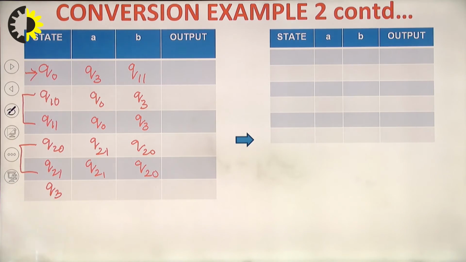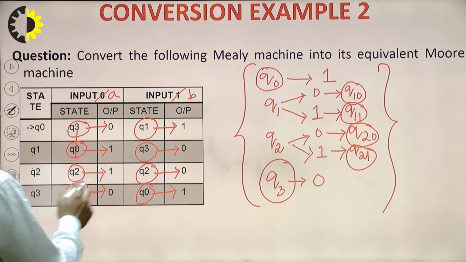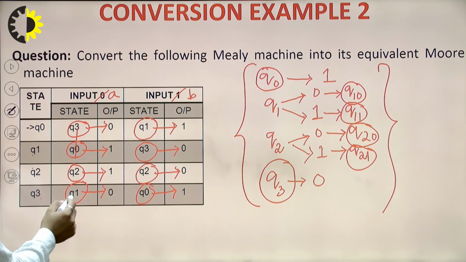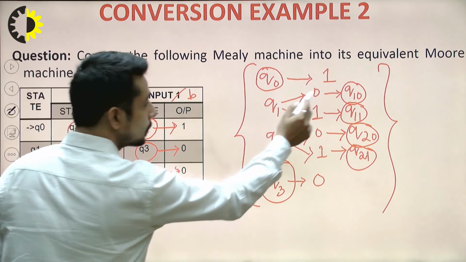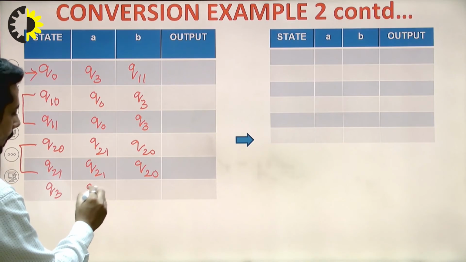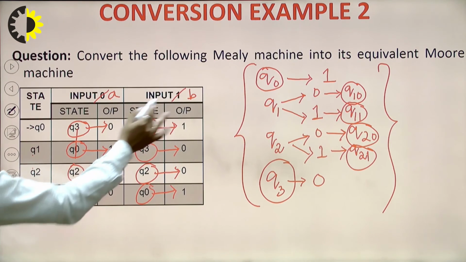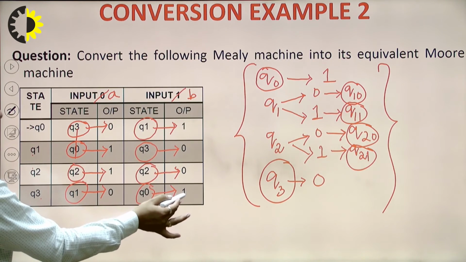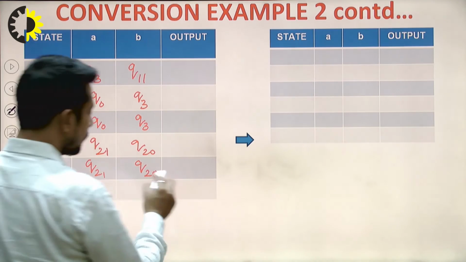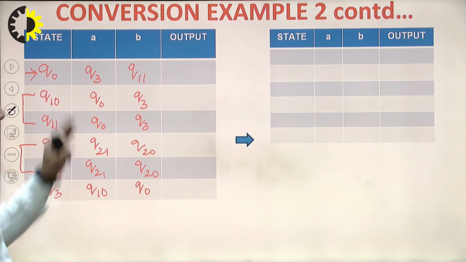And finally, we are left with Q3. If you remember, Q3 on sync input A is going to Q1, whose output is 0, so it is Q10. And Q3 on sync input B is going to Q0. Q0's output is 1, which is stable, so it will be Q0. So all the things are done.